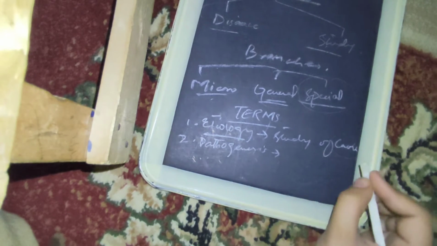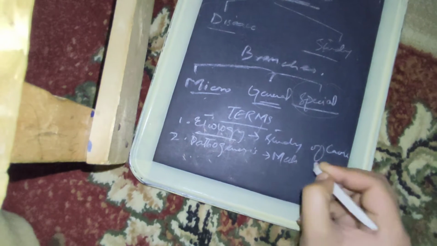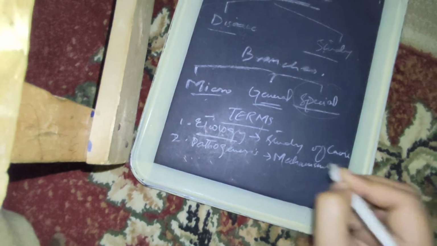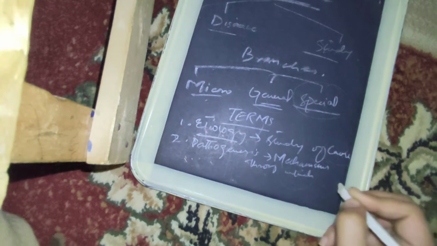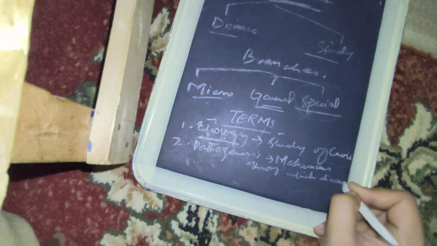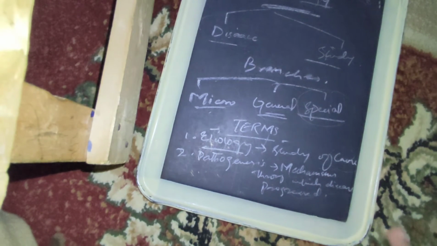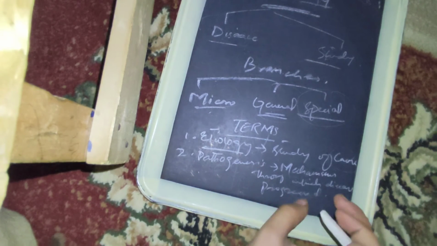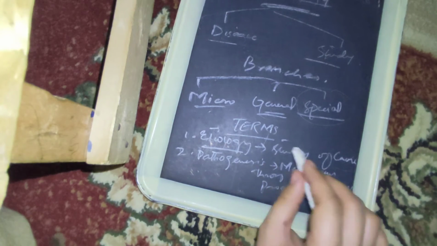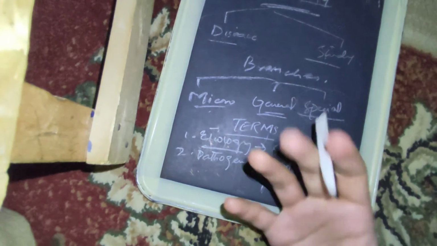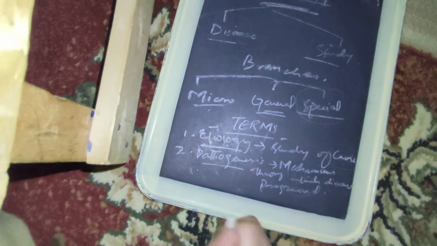Second is pathogenesis. Pathogenesis is the mechanism through which disease progresses. Pathogenesis is the mechanism through which disease progresses in a patient. It is caused by some organism and then it progresses, it gets severe. Through which mechanism, that will be discussed in pathogenesis.